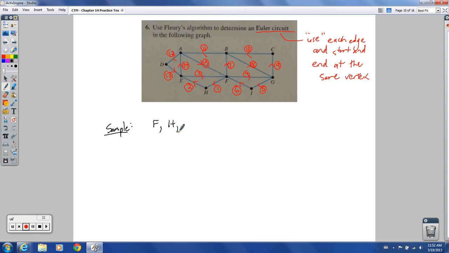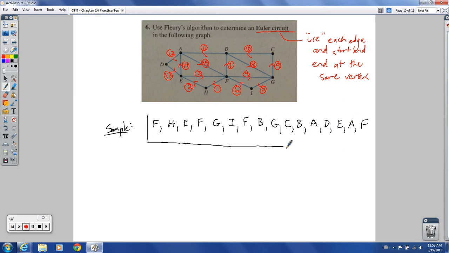This would be F to H to E, back to F. I'm just listing them in the order that I put the numbers on there. So back to F to G to I, back to F again, to B, to G, to C, back to B, to A, to B, to E, to A, and finally back to F. So let's see if I got them all. 1, 2, 3, 4, 5, 6, 7, 8, 9, 10, 11, 12, 13, 14, 15, 16. Yep, there should be 16 letters since I have 15 edges. The edges would connect each of those. And so this is one possibility for number 6.